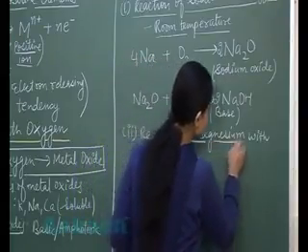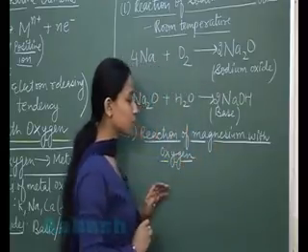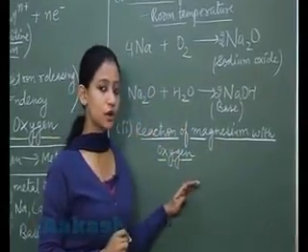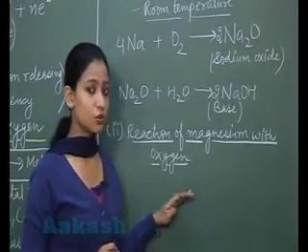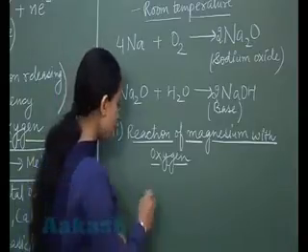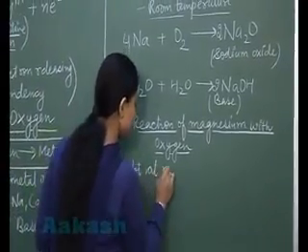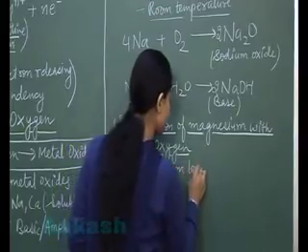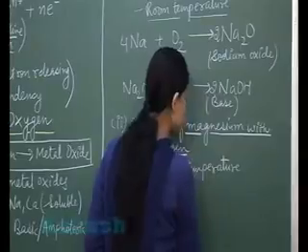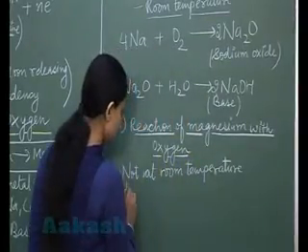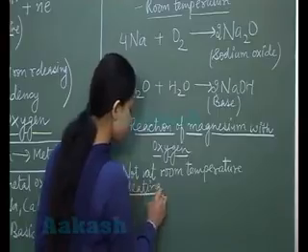Magnesium has a lower position in the activity series as compared to potassium and sodium. So students, the reaction of magnesium with oxygen does not occur at room temperature. This reaction occurs only upon heating. So for magnesium to react with oxygen, we need to heat it.